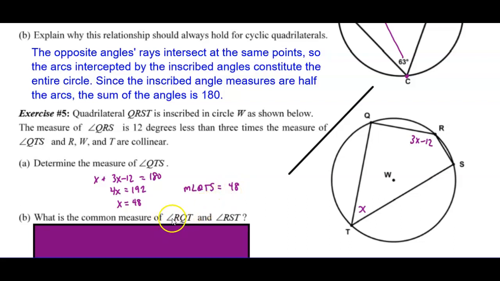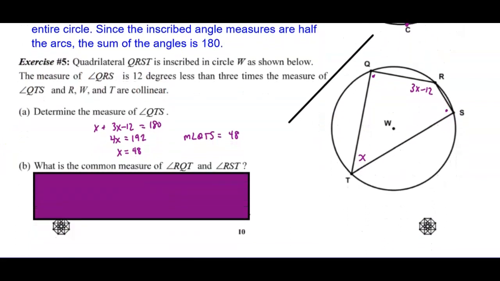Okay? Common measure of RQT and RST, so this angle here and this angle here, well, this has to do with the fact that R, W, and T are collinear. We haven't used that fact yet. And that's where this line comes in.